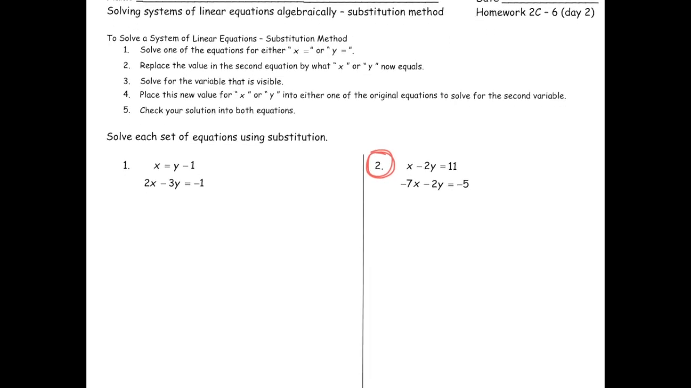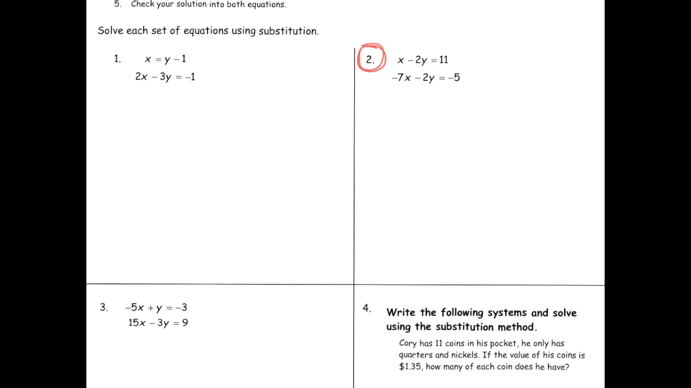So number 2, we get x minus 2y equals 11, and we have negative 7x minus 2y is equal to negative 5. My first step is to solve one equation for x or for y. The easiest thing to solve for, I think, is x right here. So I'm going to start with that. My first step is to take this first equation and get it set equal to x.